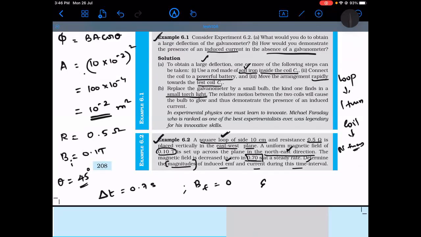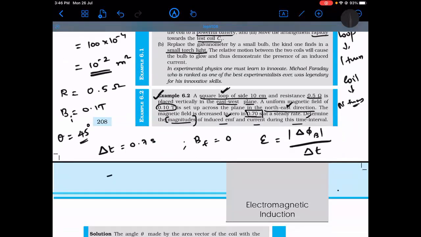So we need to calculate the magnitude of the induced EMF. When they say magnitude, just write it as delta phi B's magnitude divided by delta T. Delta T is always positive. So what is delta phi B? Is it not final magnetic field, final area into cos theta final minus initial magnetic field, initial area into cos theta initial, the whole divided by delta T with a modulus.